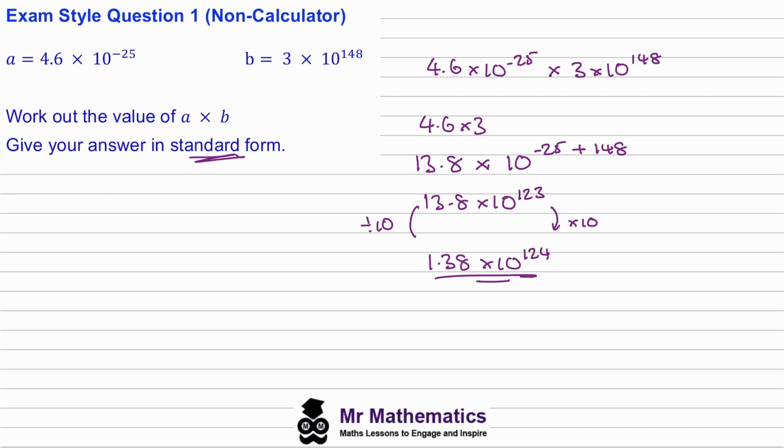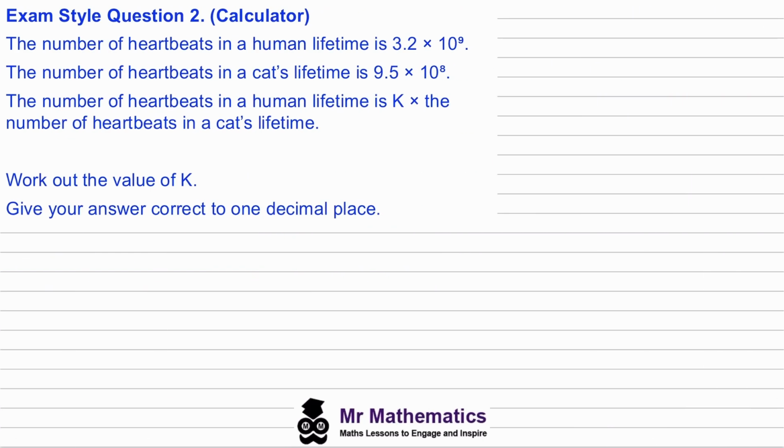Let's try a calculator question. So in this question, we're being told that the number of heartbeats in a human lifetime is 3.2 times 10 to the 9, and the number of heartbeats in a cat's lifetime is 9 times 10 to the 8. We're told that the number of heartbeats in a human lifetime is K multiplied by the number of heartbeats in a cat's lifetime. We've been asked to work out the value of K to 1 decimal place. So do you want to try this question yourself? You can pause the video and come back when you're ready.